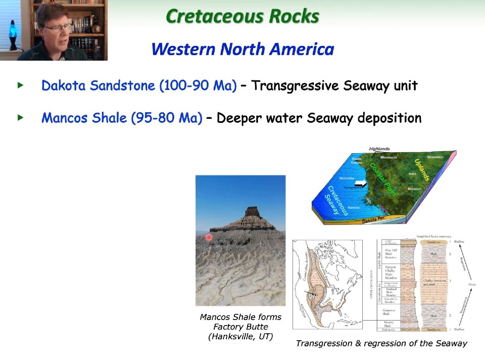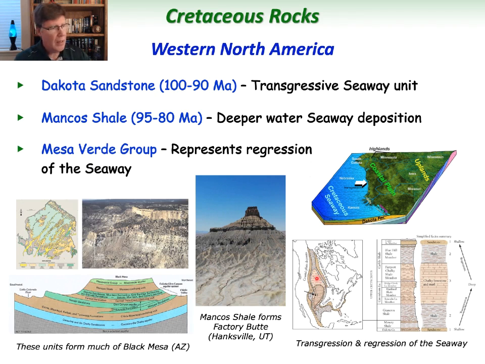Beautiful Mancos Shale here at Factory Butte. And the Mancos is probably a deeper water marine shale. And then the Mesa Verde group above that, it's exposed at Black Mesa in Arizona. Here's some cliffs of Mesa Verde group. This represents regression that occurred afterward. So near shore marine to deeper water marine, and then the regression itself with the Mesa Verde group.